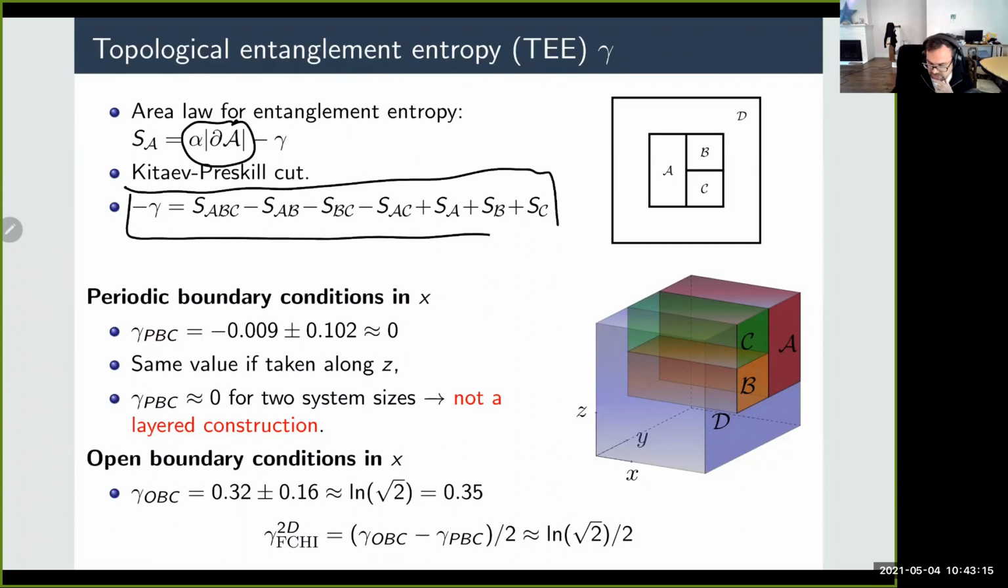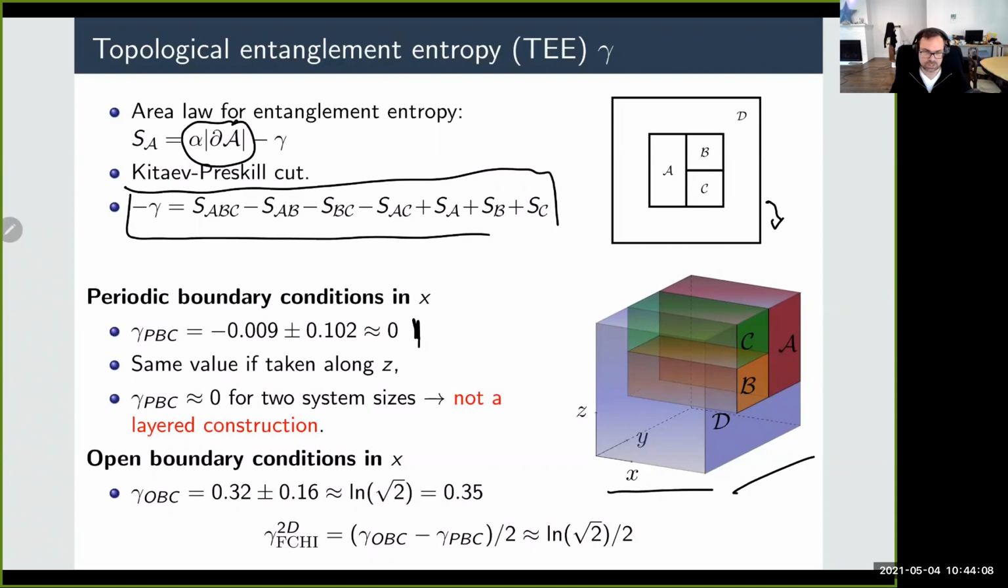In 3D, what we will do is take this cut and extend it completely in one of the directions. So here, for example, on this figure, we have extended the Kitaev-Preskill cut along the x direction. First, let's imagine that we have periodic boundary conditions in every direction of the system. If you try to extract the gamma in that case, you get something which is compatible with 0. It does not depend on the orientation. Here in this figure, the cut is translation invariant in the x direction, but you can rotate your cut and have it translation invariant along the z direction, and you will get the same value for gamma.